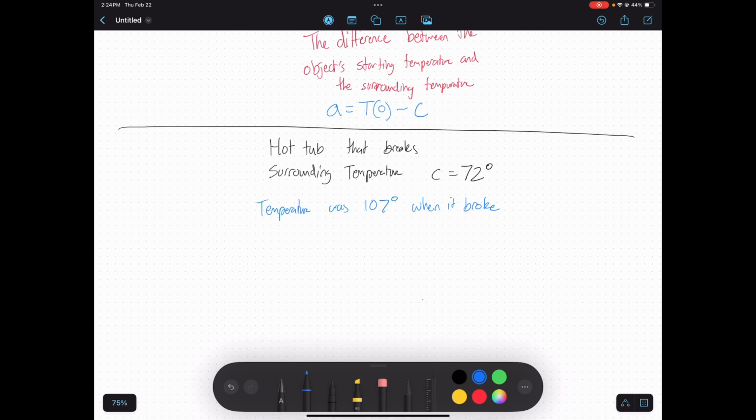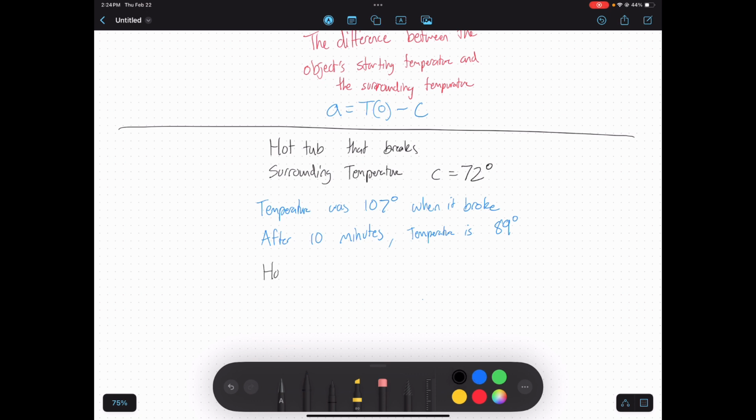Okay. And then after 10 minutes, the temperature is 89 degrees. Okay? It's reading 89 degrees. So, can we use this information to solve for some things?